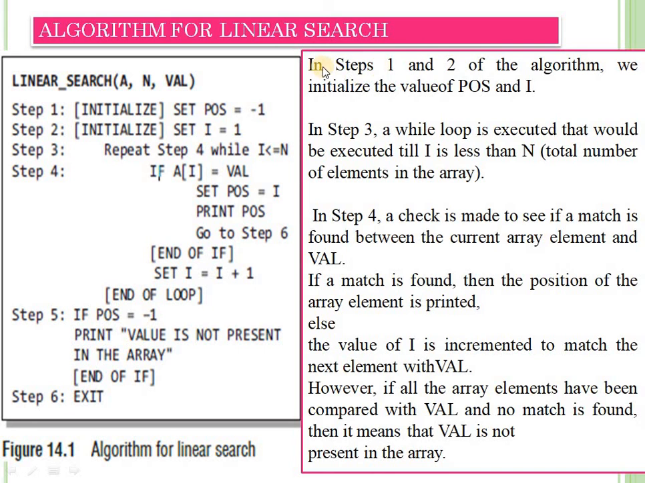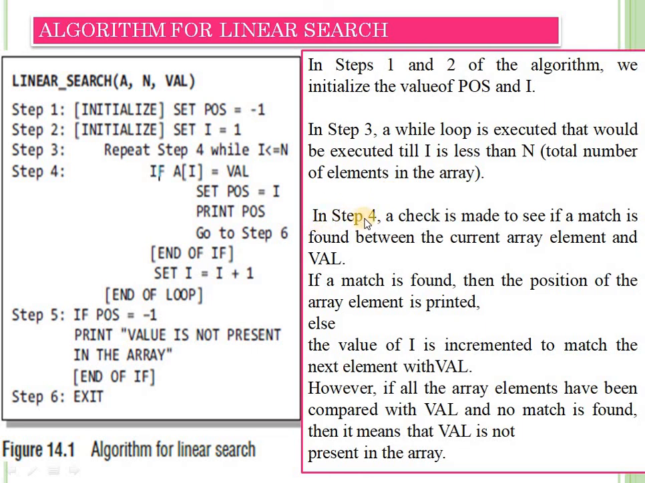Okay. Let's see the step-by-step description. In steps 1 and 2 of the algorithm, we initialize the values of POS, that is position, and I. That is, we initialize POS and I, the position and the iteration variable. In step 3, a while loop is executed, which runs till I is less than or equal to n. N is the total number of elements in the array.